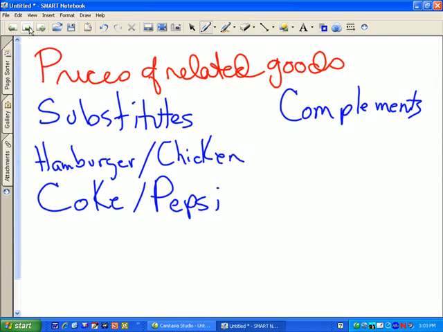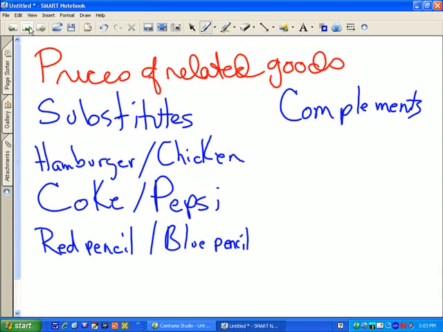Substitutes. The classic example is the red pencil versus a blue pencil. You go to the bookstore to buy a pencil to take your test. You don't care what color it is. You're going to look at the price. If the red pencil's $1 and the blue pencil is 50 cents, you're going to buy the blue pencil. They're substitutes. You don't care. Or if they're both $1, you're not even going to pay attention to the color because it just doesn't matter.